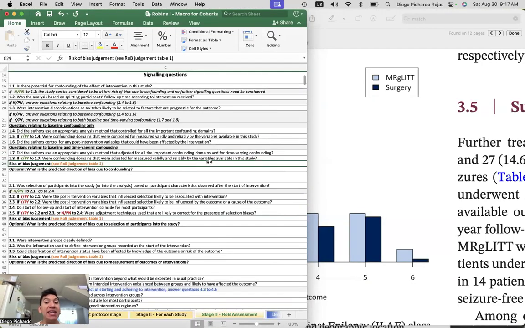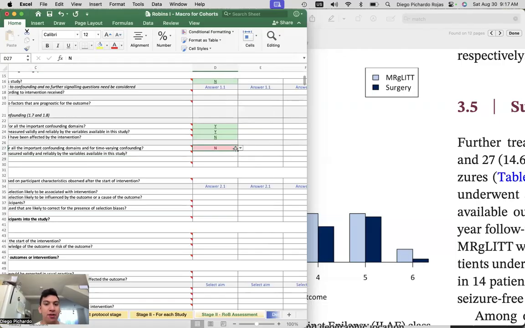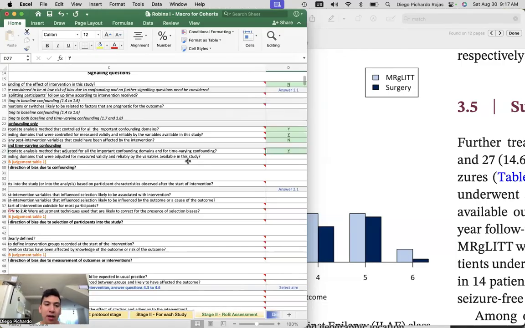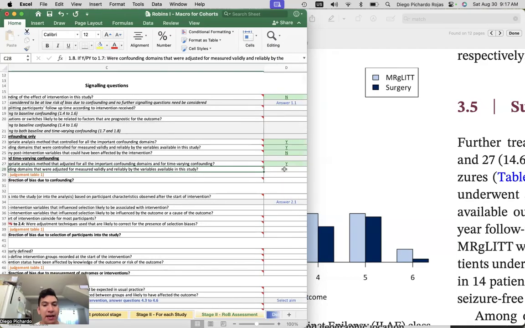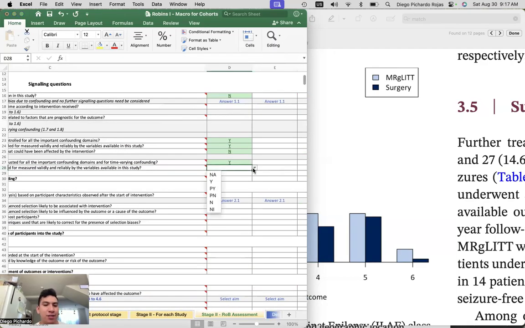Was the method appropriate? Yes, it was appropriate. So we're gonna put yes, it was pretty good. And then, were the confounding domains adjusted for, measured validly by variables available in the study? So was it measured validly? Like something that we already answered. So we're gonna put yes.